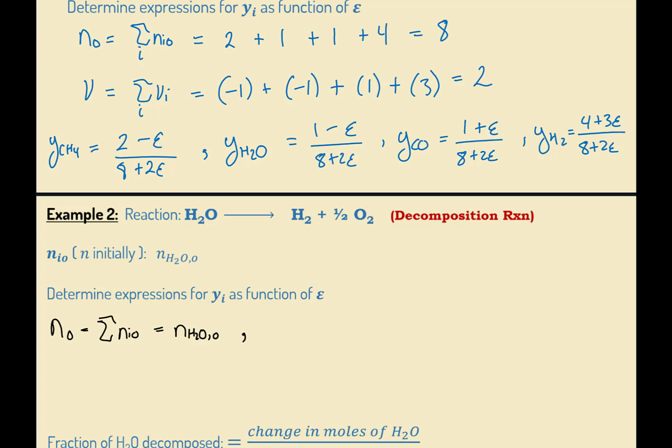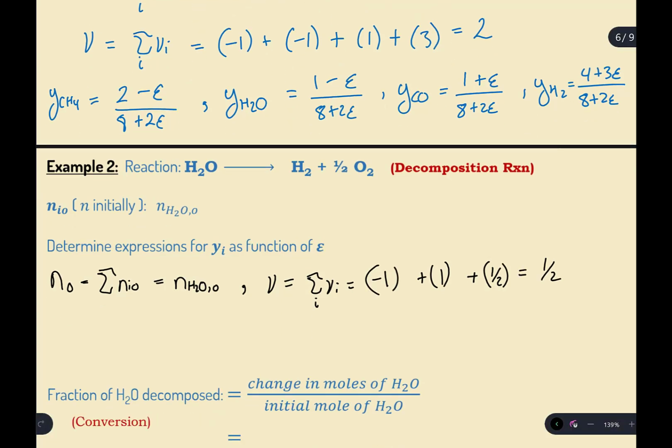Then we're going to find the sum of the stoichiometric numbers. So this is going to be the following expression. This is going to be -1 plus 1 plus half. So then the ones cancel out, and then we end up with half. So then for the mole fraction expressions, we're going to write YH2O is going to equal to my initial NH2O naught, minus epsilon divided by what?